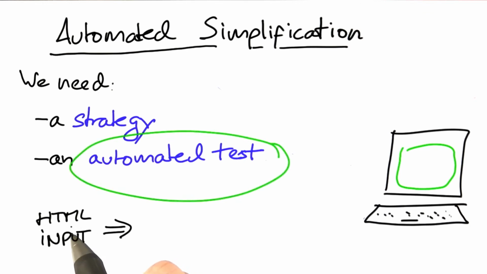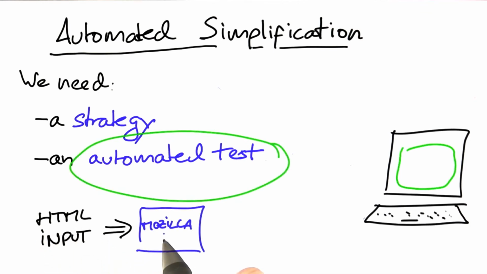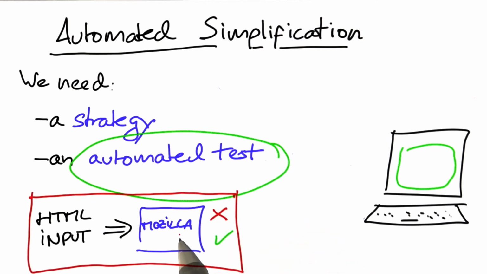For the Mozilla example, we would need a test that takes HTML input, starts the Mozilla web browser, feeds the HTML input into the browser, and then finally checks whether Mozilla fails or whether it succeeds. And all of this needs to go into our automated test. There's a number of ways to set up such tests.